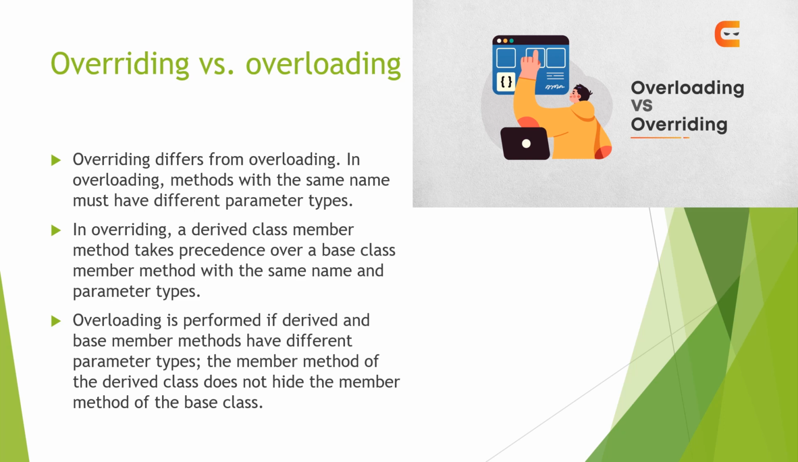In overriding, a derived class member method takes precedence over a base class member method with the same name and parameter types. Overloading is performed if derived and base member methods have different parameter types. The member method of the derived class does not hide the member method of the base class.